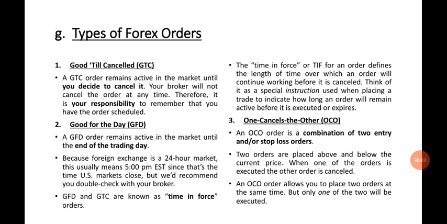One cancels the other, OCO. An OCO order is a combination of two entry or stop loss orders. Two orders are placed above and below the current price. When one of the orders is executed, the other order is cancelled. An OCO order allows you to place two orders at the same time, but only one of the two will be executed.